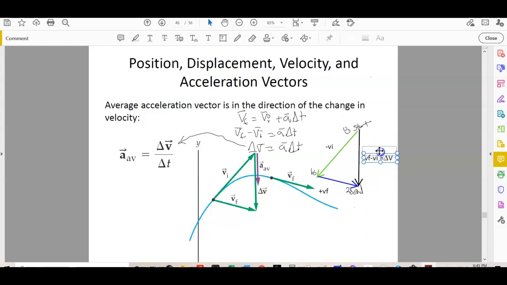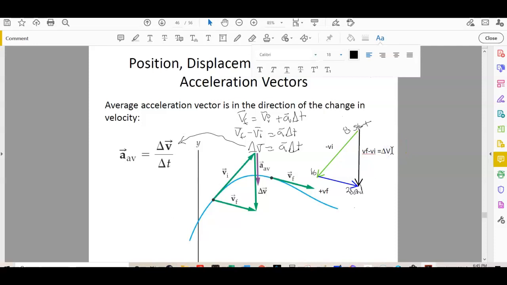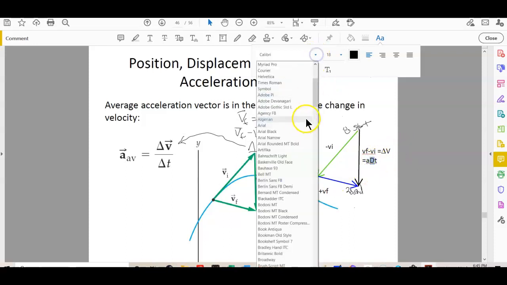Okay? Well, the delta v vector is the acceleration vector too, right? Well, it's actually acceleration times delta t, but my point is the delta v vector is the acceleration vector too, right? So I'm going to now call this equal to acceleration times delta t. And I'm going to drop this down to a symbol.